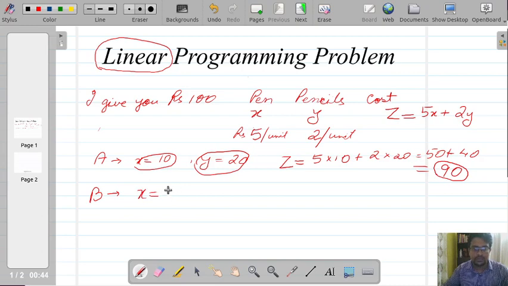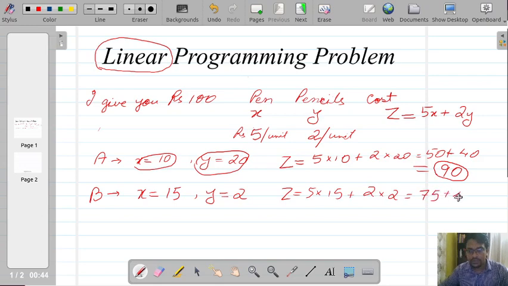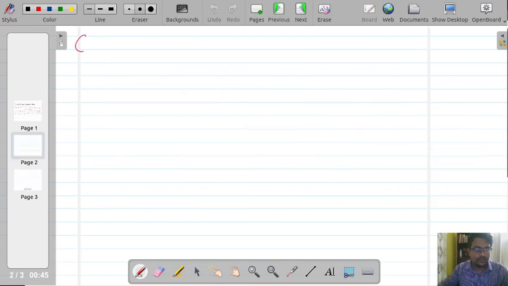Suppose B does something different. B buys 15 pens and only 2 pencils. In that case the cost will be 5 into 15 plus 2 into 2. So it's 75 plus 4, that is 79. So this is one more solution that we have got. B comes up with this solution. Anyway, a lot of money is left. 21 rupees is left.